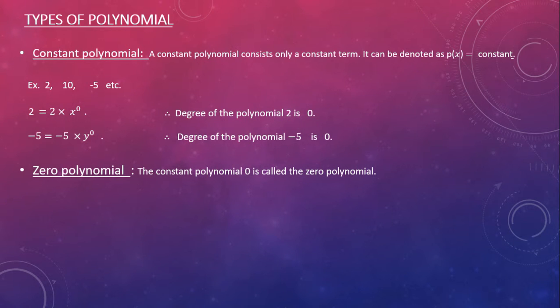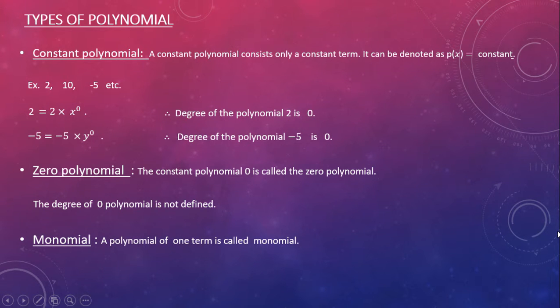The next type is zero polynomial. By seeing the term, you can understand there is a polynomial where 0 exists. The constant polynomial 0 is called the zero polynomial. The degree of zero polynomial is not defined. We will discuss the degree of zero polynomial later.